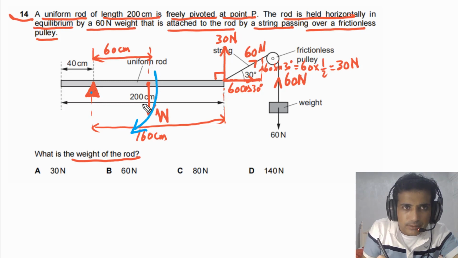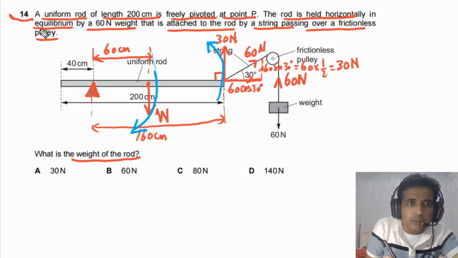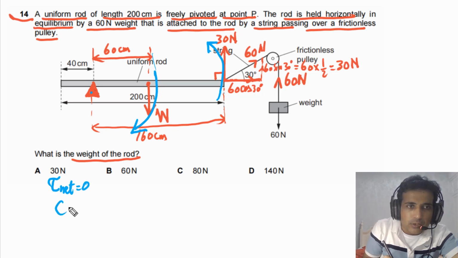The moment due to the weight will be clockwise because you can see the pivot is located here and the force is acting here. So the moment due to this one will be clockwise, and the moment due to the component of tension will be anti-clockwise. For this question, it is given to us that the rod is in equilibrium. It simply means that the net torque is equal to 0. Or simply we can say the clockwise moment has to be equal to the counterclockwise moment.